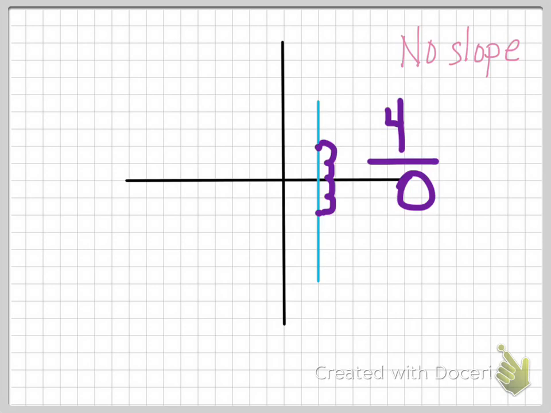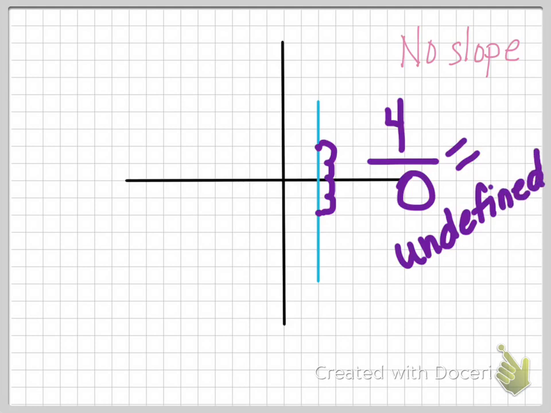So therefore, 4 divided by 0 is undefined. And if you put that in your calculator, you would get an error message. It would say undefined error. So we know that this is no slope.